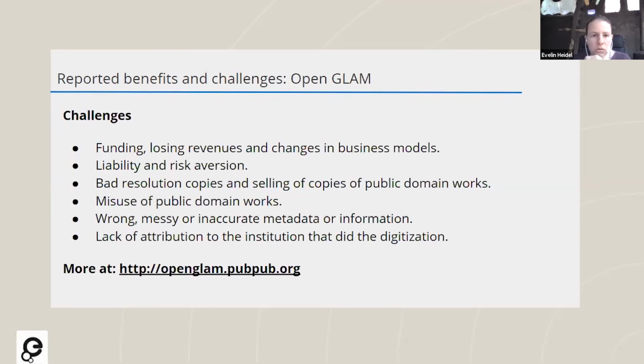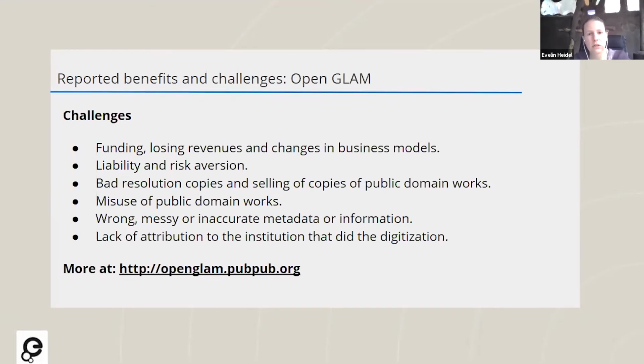Of course, high resolution copies and selling of copies of public domain works, that's also something that has come up as an important reported challenge that people have experienced with third-party services that take those public domain works, then put a lot of watermarks on it and sell it to you on the internet for 20 euros or more. And then, of course, misuse of public domain works is also a concern, right, that we've seen appear. And here, community norms are super important to actually try to educate the public whenever a misuse might be happening. Of course, wrong, messy, or inaccurate metadata or information.